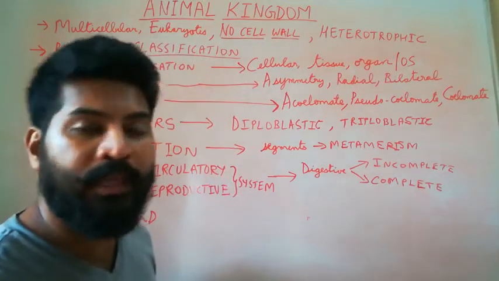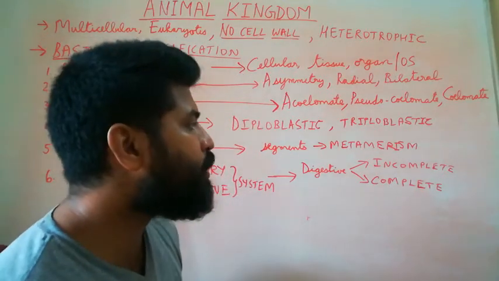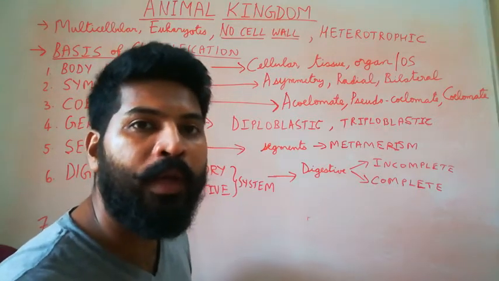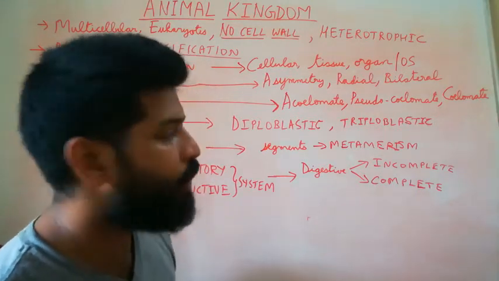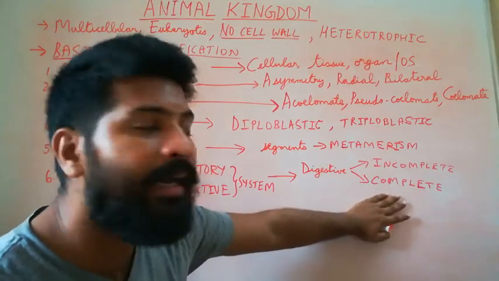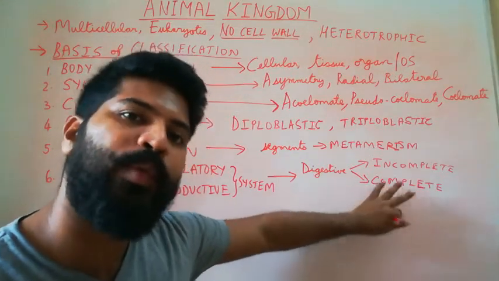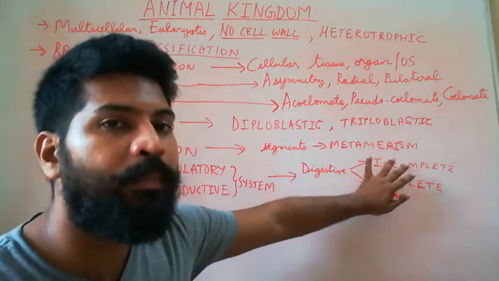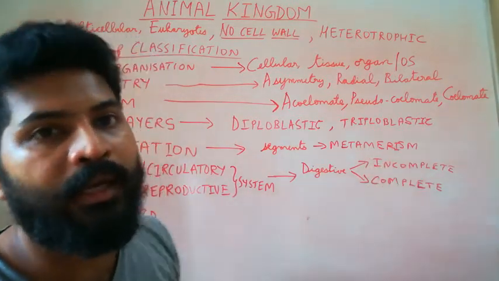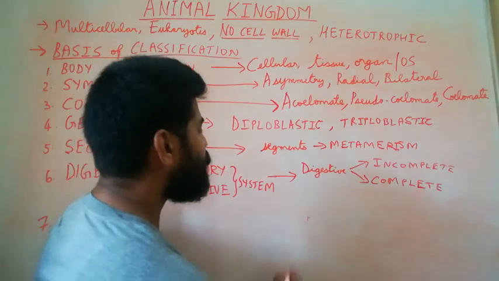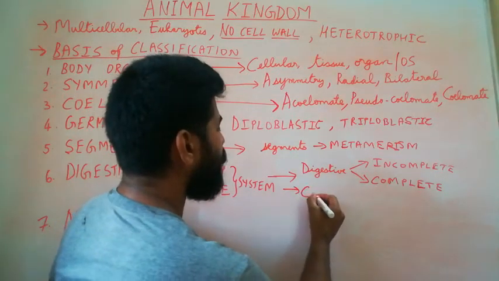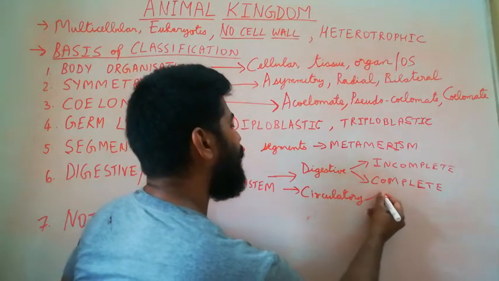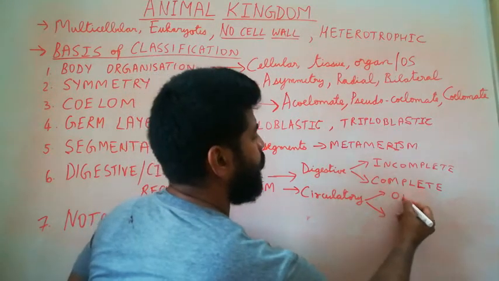Whereas in the case of an earthworm or a cockroach or in human beings, the digestive system has two openings. One acts as the mouth and one acts as the anus. So that's what is called as a complete digestive system. So we can classify the animals as ones that have incomplete digestive system and the ones that have complete digestive system.